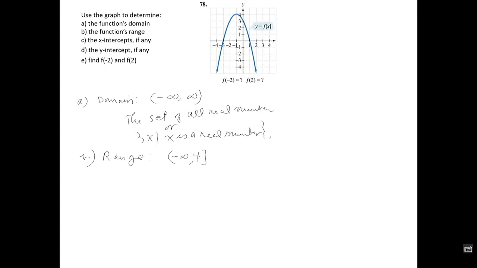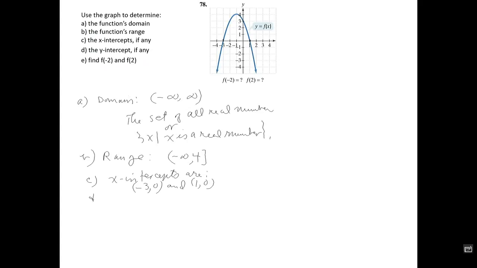Part C, the x-intercepts, if any. Well, there are x-intercepts. As you may recall, the x-intercepts correspond to where the graph crosses the x-axis. So the x-intercepts are the point -3, 0, and the point 1, 0.